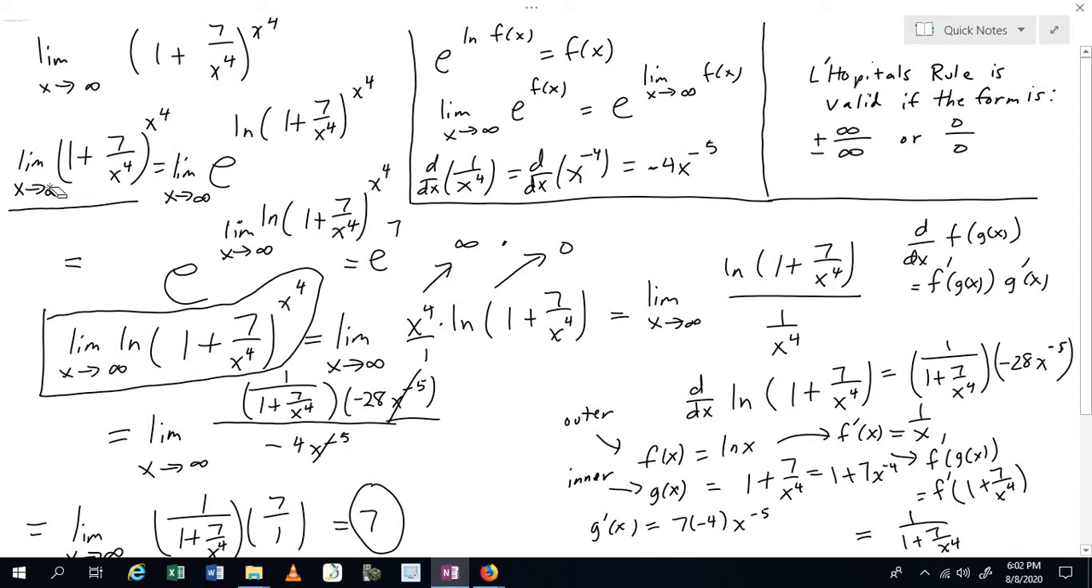Going back up to here, right? This limit right here, that's the one we were trying to find. So this is getting closer to e to the 7th.